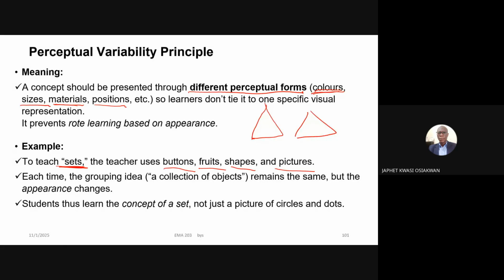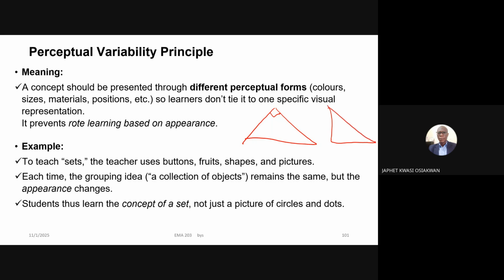I was surprised when a BEC student some years back asked a question, drawing the right angle triangle like this, and most of them didn't know that this is a right angle triangle. They didn't know because of the perceptual variability principle. The teacher always draws the right angle triangle like this, so the 90 degrees is always sitting flat. So when they turn the 90 degrees to the top, they didn't know that it was a right angle triangle. That's what we are saying here.